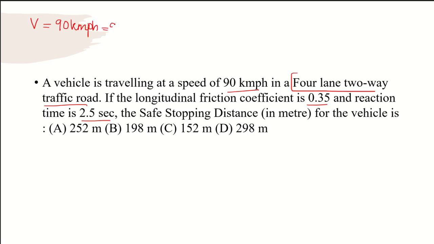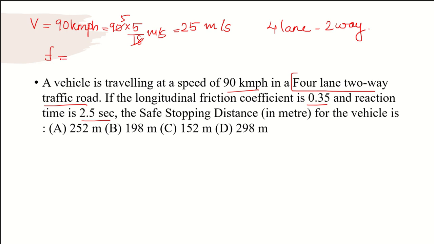It can be written as 90 into 5 by 18 meter per second, that is 25 meter per second. Here it is clearly given that it is a 4-lane two-way traffic road, and the longitudinal friction coefficient is given as 0.35 and time t is given as 2.5 seconds. The equation of stopping sight distance is Vt plus v square divided by 2gf.